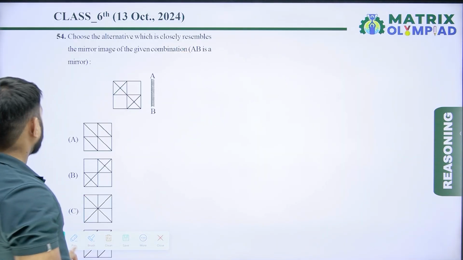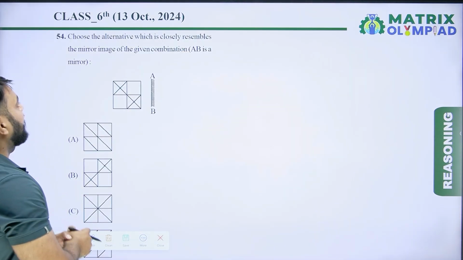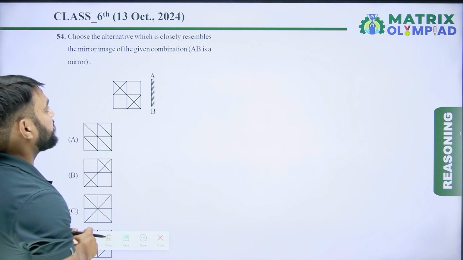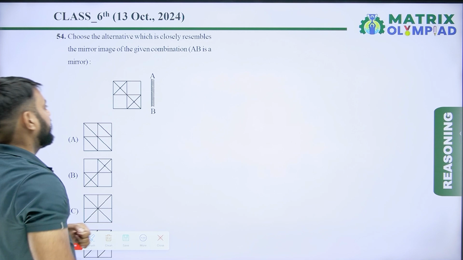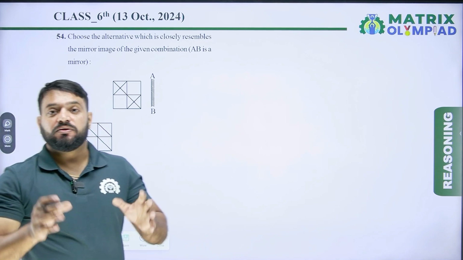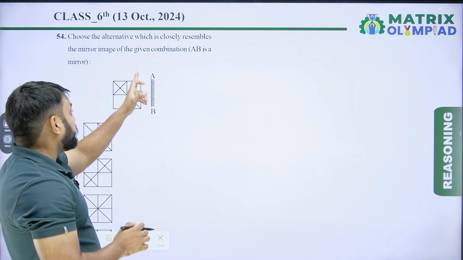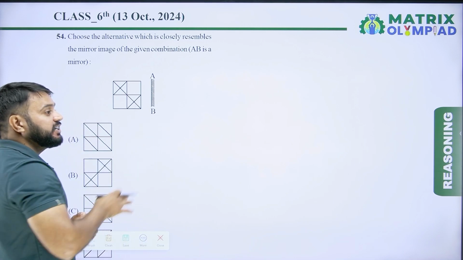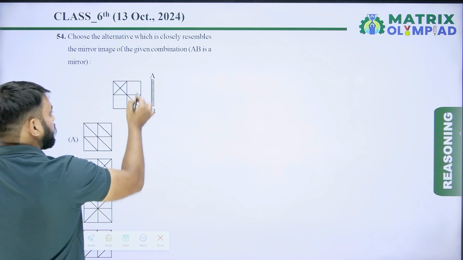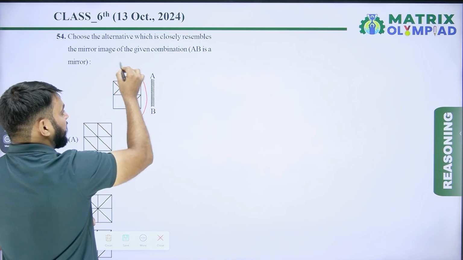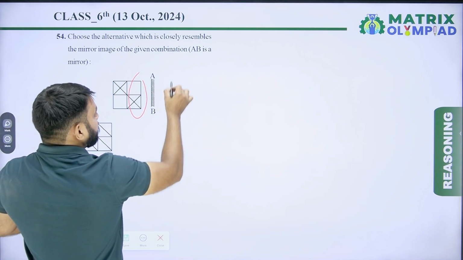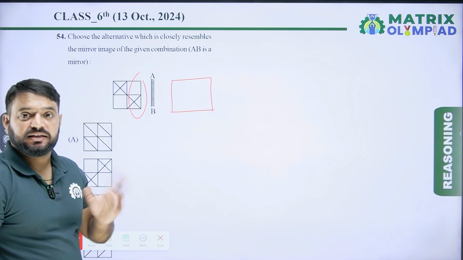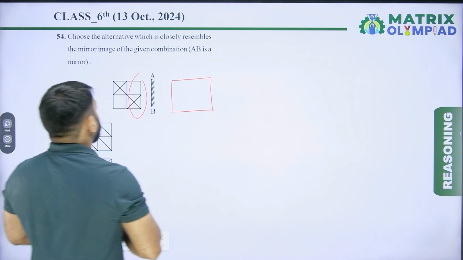So now next question is question number 54. Choose the alternative which closely resembles the mirror image of the given combination. AB is a mirror. Before starting these questions, we should know that the part of an object which is near to the mirror will remain near to the mirror in the mirror image. So first find the mirror image of this part. Horizontal and vertical lines remain the same in the mirror and water image.